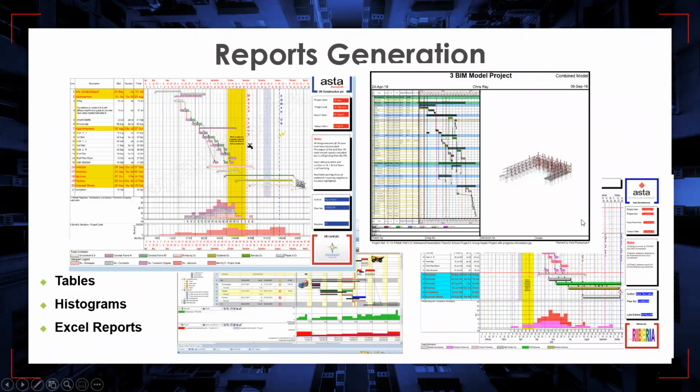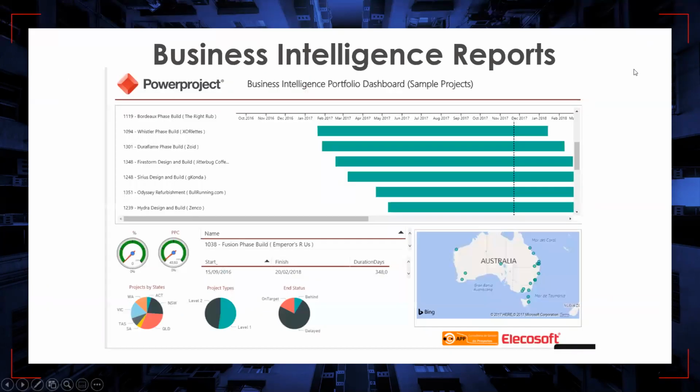About report generation, Powerproject allows us to generate multiple rich types of reports, because all the views can be customizable. We can add histograms, we can add our 3D model. Let's suppose that we are creating a progress report, so we can also have the actual status of our project in a view as a report, and we can directly export all these things in an Excel format.